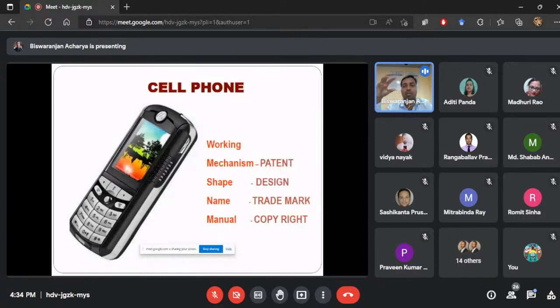For a particular bin, we can give a new structure, that is shape, design. Name, trademark, that is Motorola or Samsung, iPhone S5, PS7, that is model, that is trademark. Manual, copyright. The literal explanation of the working procedure or mechanism, that is copyright.